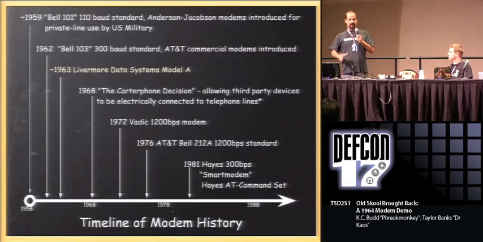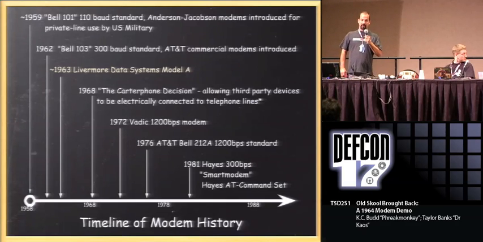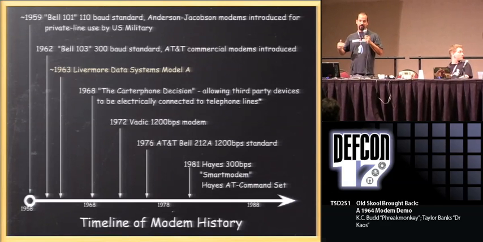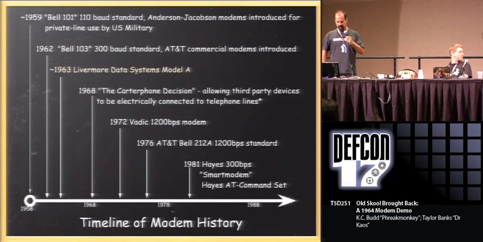consumer, plain old telephone service line modem, and it was called the Bell 103. It ran at 300 baud. 110 baud did exist. That was the one used on the private lines, but the first consumer modem available for actual telephone line use ran at 300 baud. So despite the fact that there were 75 baud teletype machines prior to that, there were 110 baud Anderson-Jacobson modems prior to that. The first modems that you could buy to use on a phone line were 300 baud. That is the original oldest speed.